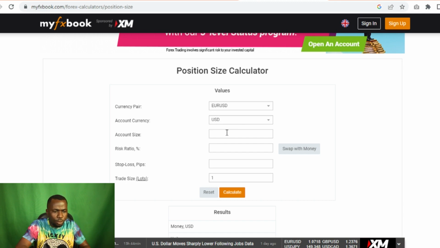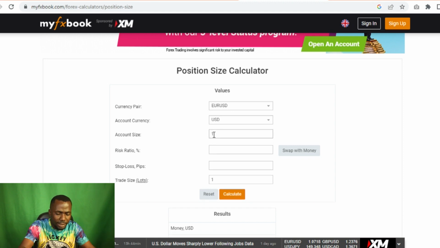And it's already there. So now this account size is your total capital. The total capital in your trading account, the total money you have in your trading account. So let's assume you have $1,000 as your capital. Now we are going to change this to swap with money. This risk ratio, we change it to swap with money, right? Good. Now what is the amount of money you want to risk in this particular trade?